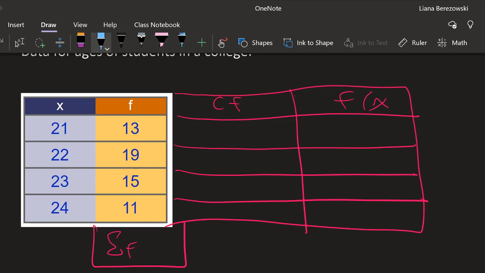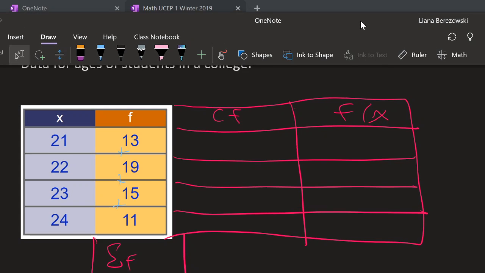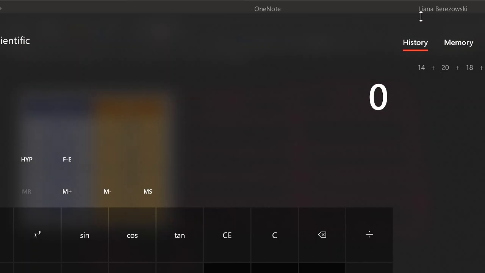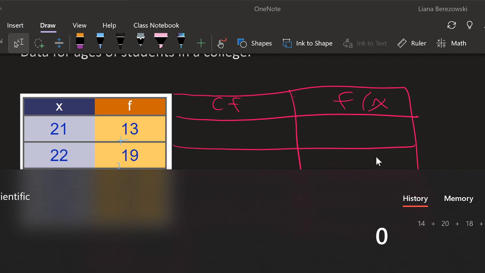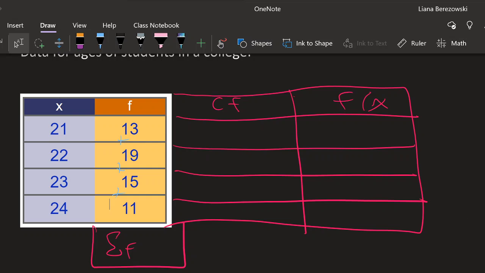So first thing I can fill in is the sum of frequencies, and all I do is add these numbers together, right? So 13 plus 19 plus 15 plus 11. Again, I'm going to recruit the calculator for this just to make sure that I don't make any addition mistakes. Okay, let's make this smaller so I can actually see the numbers. So I'm going to add 13 plus 19 plus, what were my last two numbers? 15 and 11. Okay, that should be 58. So my sum of frequencies should be 58.